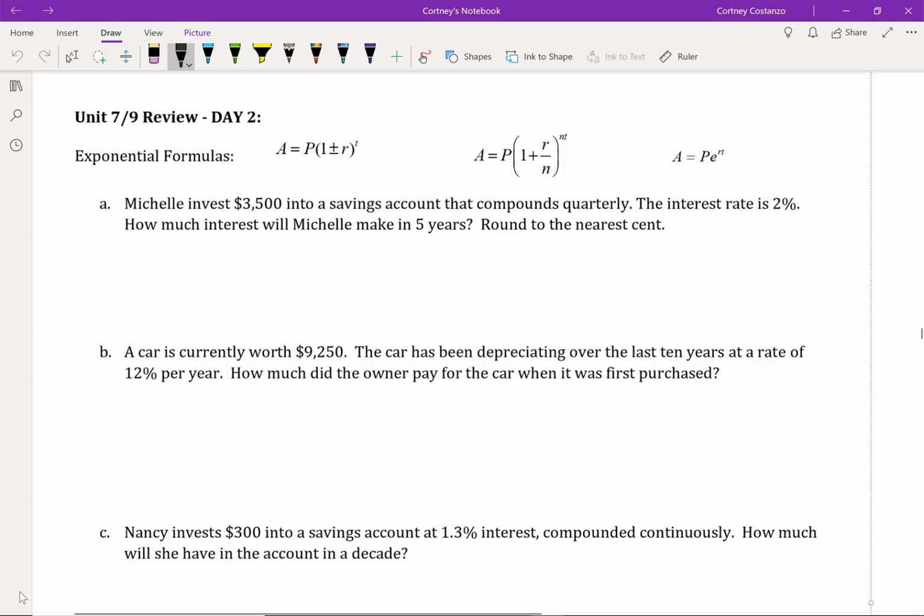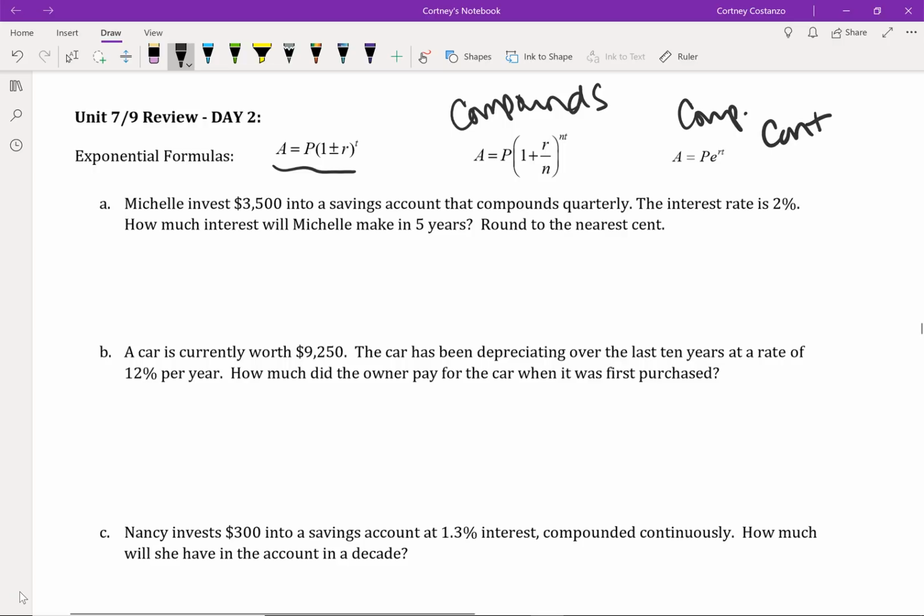At the top of the page, you'll see 3 formulas that are not given to you on your reference sheet, so you definitely need to memorize these 3. The first one is just your basic exponential growth and decay. The second one is if it ever says the word compounds, that's when you need to think in terms of compounded monthly, quarterly, daily, weekly, and that's what's going to change the n value. And then PERT is when it says compounded continuously.